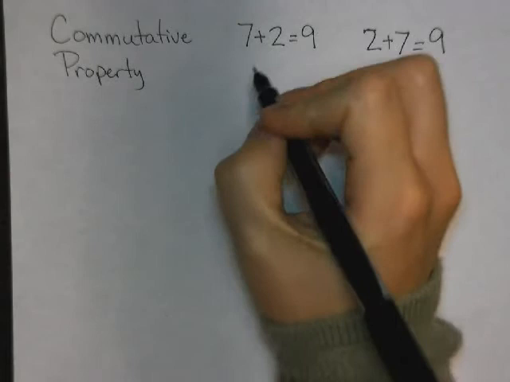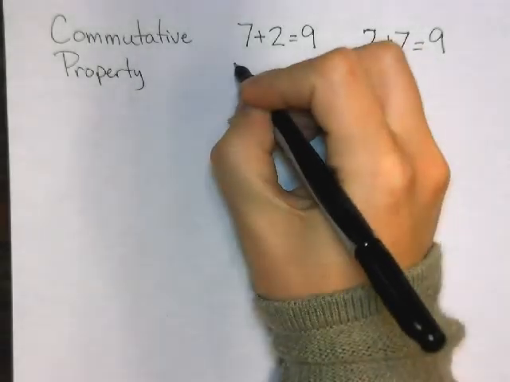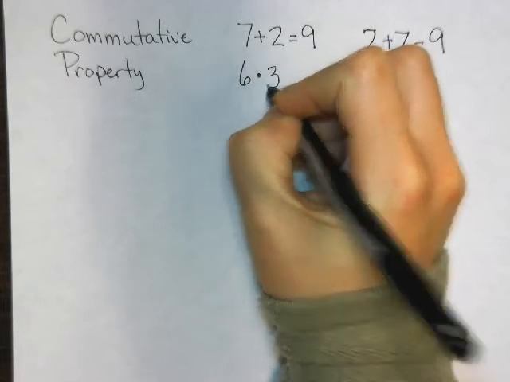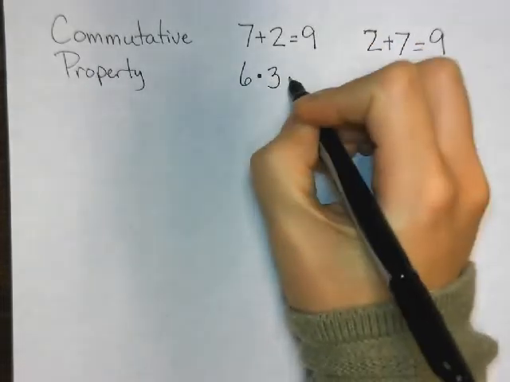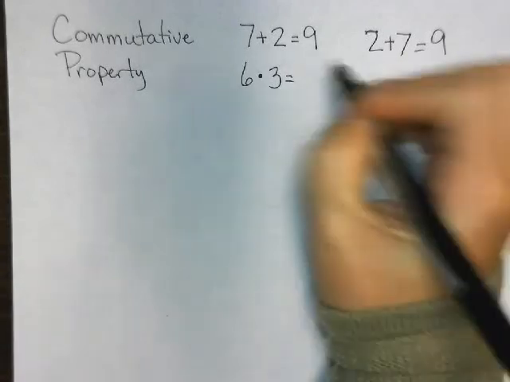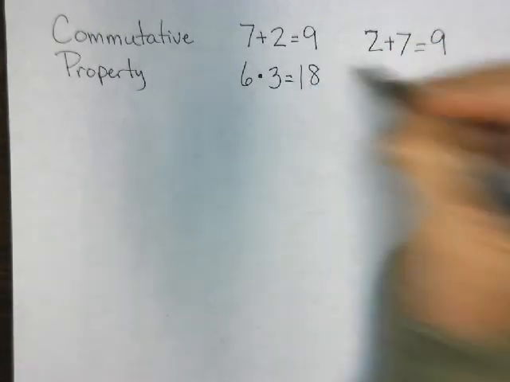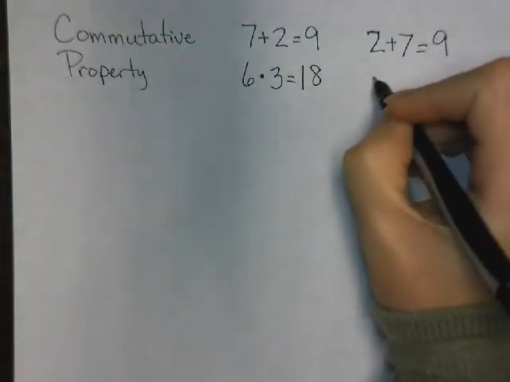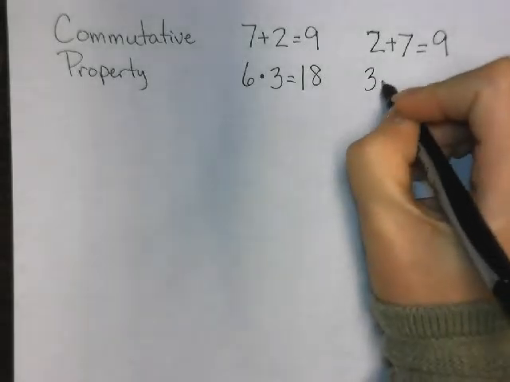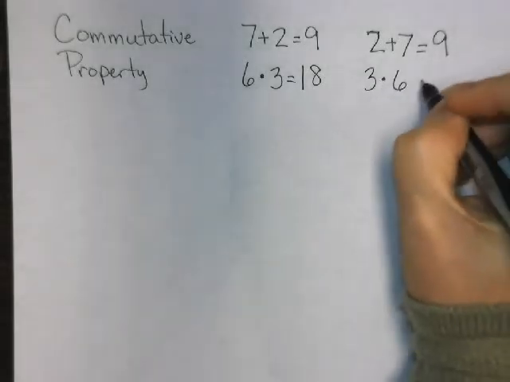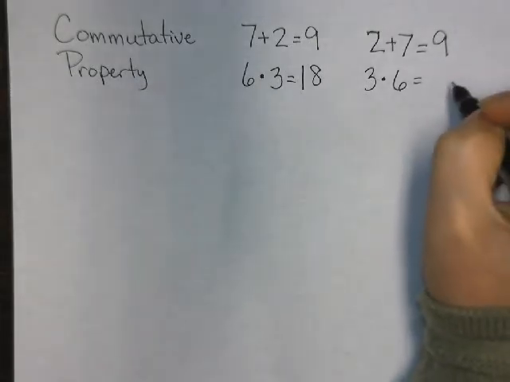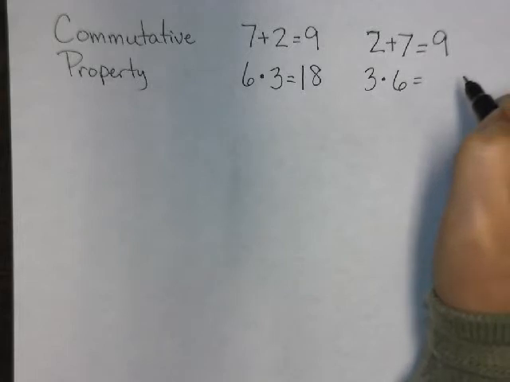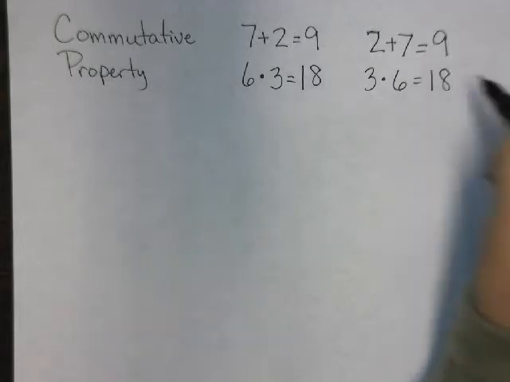This also works with multiplication. If I multiply 6 times 3, my product will be 18. The commutative property says that your product will stay the same even if you switch the order of the numbers, the factors that you are multiplying. So if I switched it to 3 times 6, it will still equal 18.